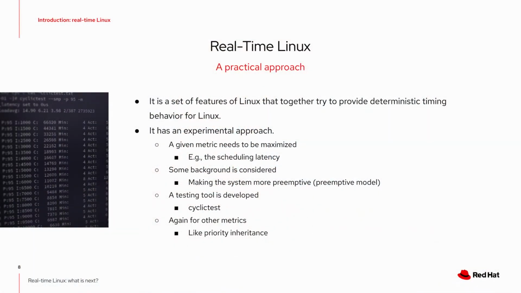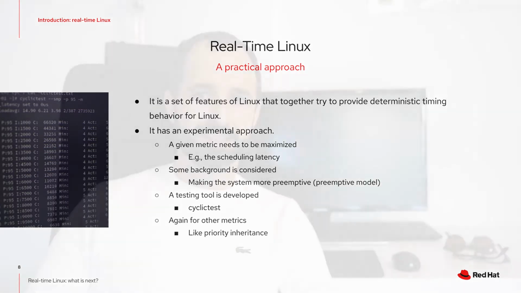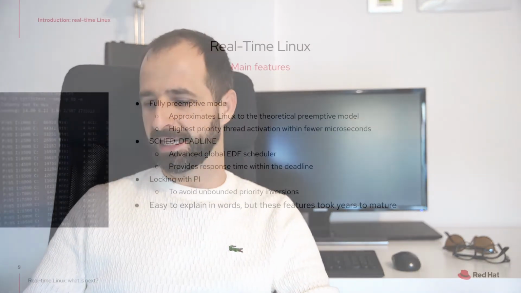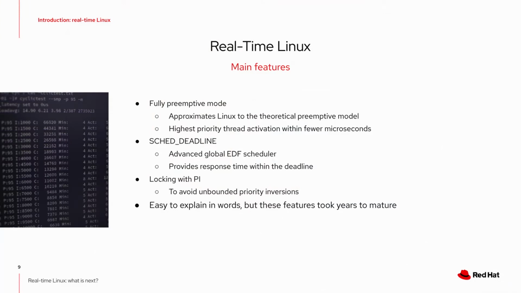The difference between the practical and the theoretical analysis is that on Linux, the analysis is made more through testing tools. For example, for PREEMPT_RT, cyclictest was developed, and it is used to show that the system can schedule the highest priority thread within a given time, generally within a few microseconds. And then this approach repeats again and again for the other metrics.